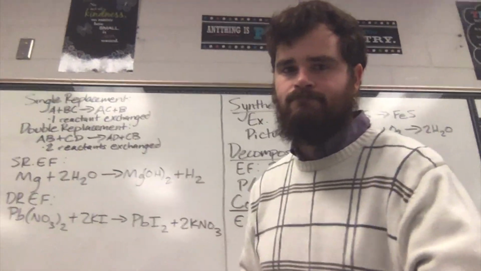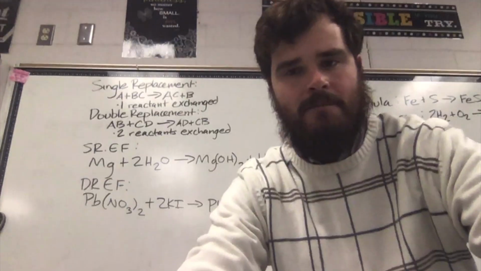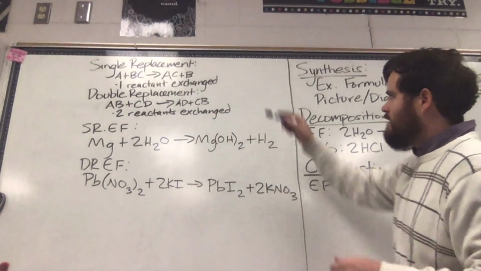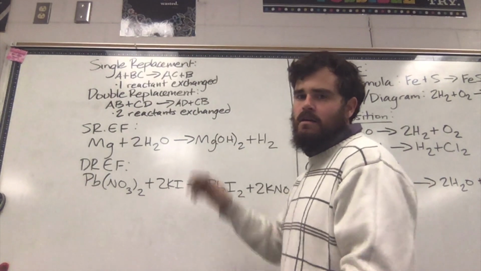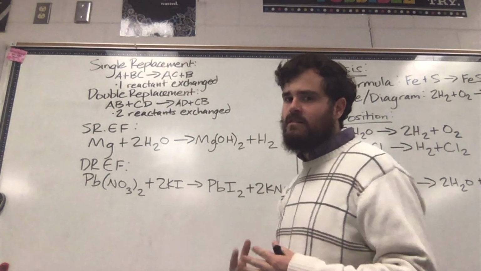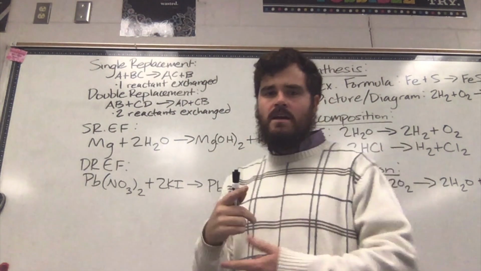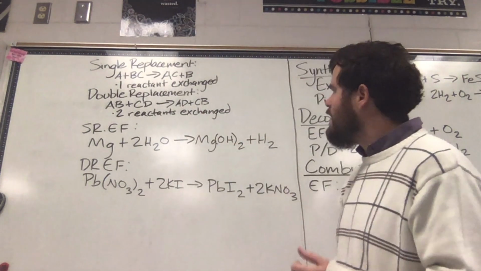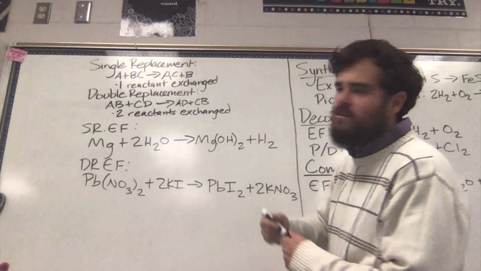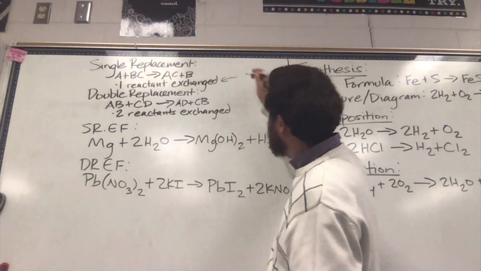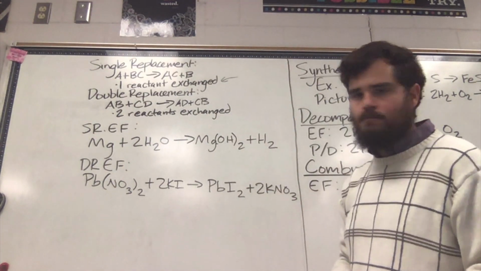Here we go. Sorry about that. All right, single replacements first. On your paper, you'll see A plus BC. It yields AC plus B. Notice that A and B swap places. A is now with C and B is by itself. In that case, we only exchange one reactant. So please write one reactant exchanged next to that formula, okay?